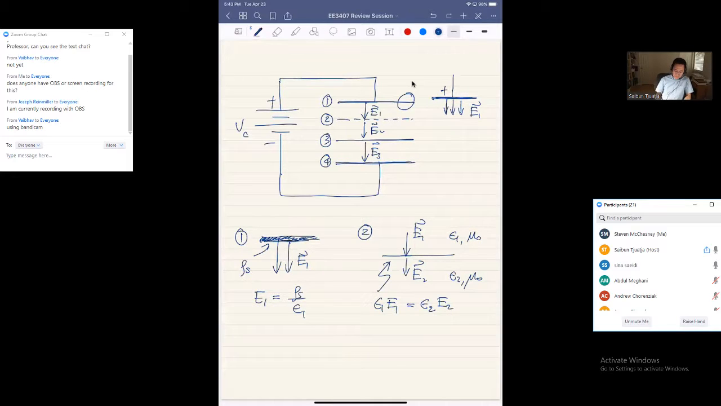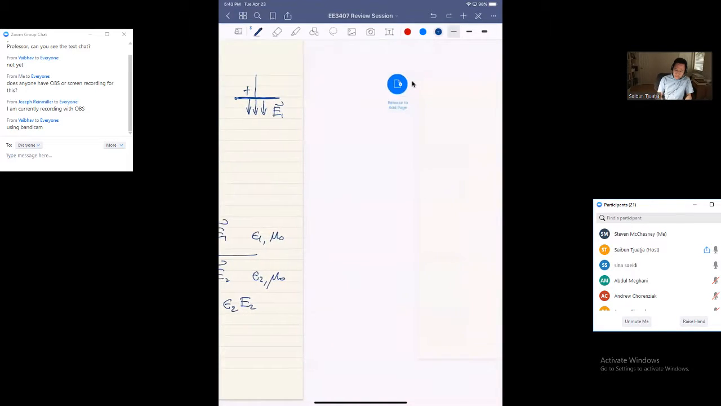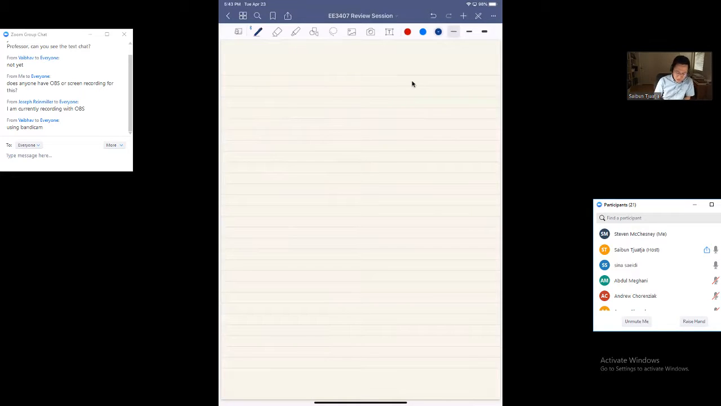At the third boundary, I have a metal. So now this is a bit more complicated. So let me add another page. At the third boundary, I have a conductor, so let me blow up the conductor a little bit, make it bigger so you can see it. This is the third boundary, where you have E2 over here, and then I have E3 over here. Well, what happened at this boundary?